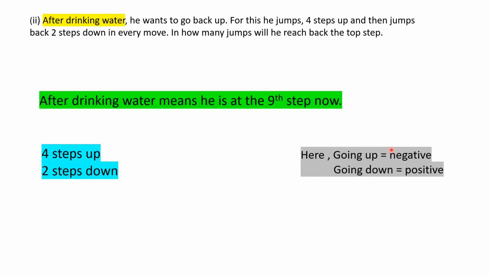So now we're going to continue with this question. Let's read the question once more. After drinking water, he wants to go back up to the first step again. For that, what does he do? He jumps 4 steps up. So he's going to go 1, 2, 3 and 4 steps upwards and then jump 2 steps down, 1, 2. Going up is taken as negative and going down is taken as positive, just like in the previous question itself. And keeping these things in mind, let's see in how many jumps will he reach the top step.